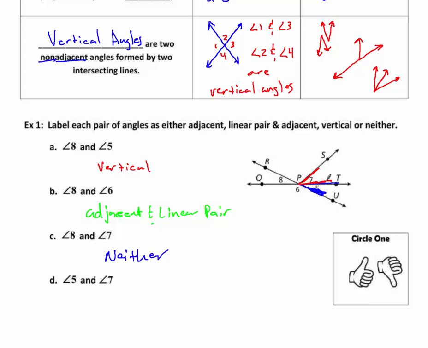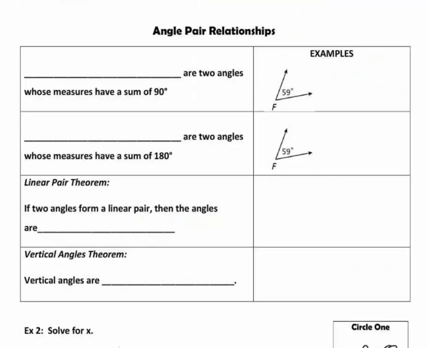Angle 7 is right here. Common vertex, common side, adjacent angles. A couple more vocabulary words that you probably heard before, so we're going to go pretty quickly. Angles whose measures have the sum of 90 degrees, those are called complementary angles.